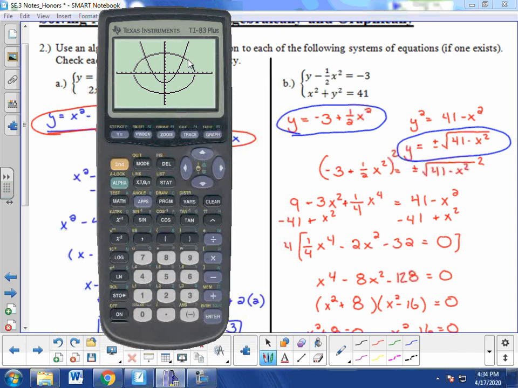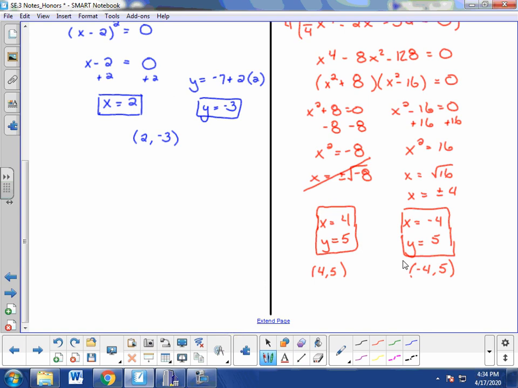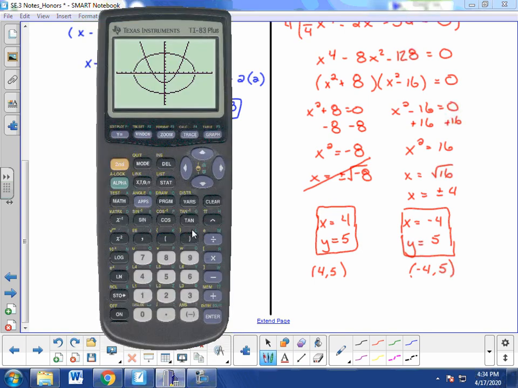So here I can see there's two intersections. That's good because we came up with two solutions. Now let me make sure they're the right solutions. Hit second, trace, intersect. It's going to ask you for the first curve. I'm actually going to move my cursor here. Because there's two solutions, I want to find each solution one at a time. So I'm going to move my cursor over here using the left to right arrow keys close to the intersection on the right, and then hit enter.